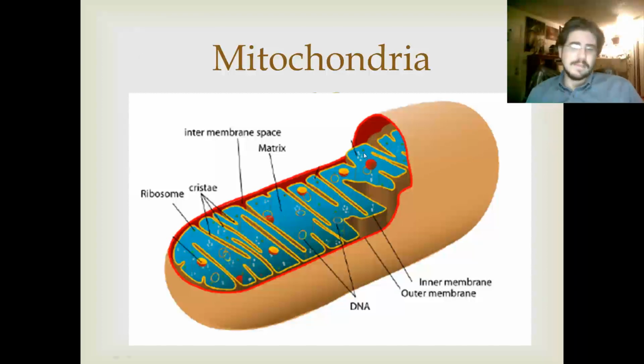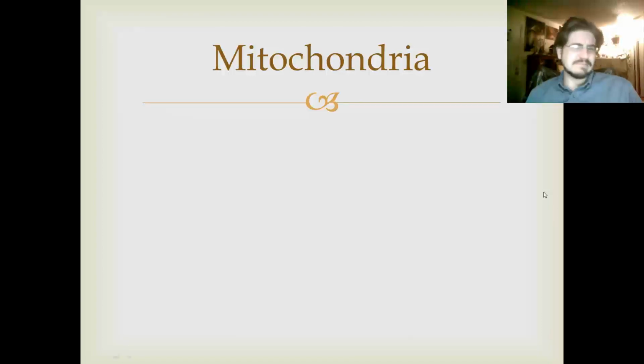Anyway, so you've got the outer membrane, then this space called the intermembrane space, then you've got the inner membrane. Inside the inner membrane is the mitochondrial matrix, and then in there you also have DNA and ribosomes. Pretty funky that you'd have an organelle with DNA and ribosomes, don't you think? Pretty weird.